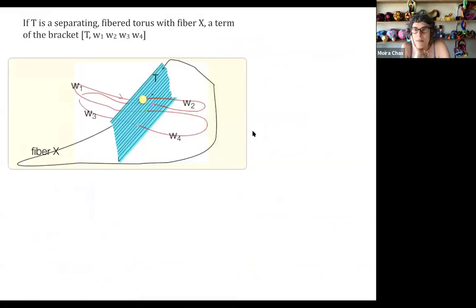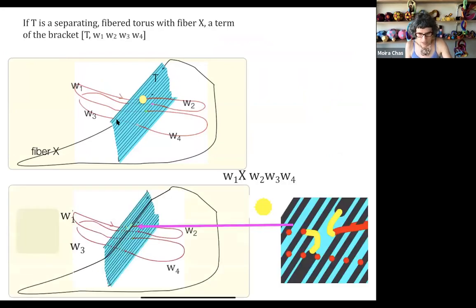So now imagine that I'm mapping a torus. This is a torus that is divided into foliated torus to the manifold. And here, this is a piece of my torus, in light blue. I couldn't draw it all. And this is the curve.